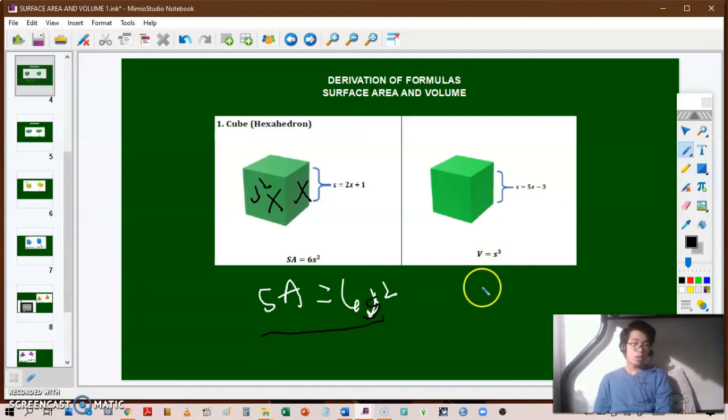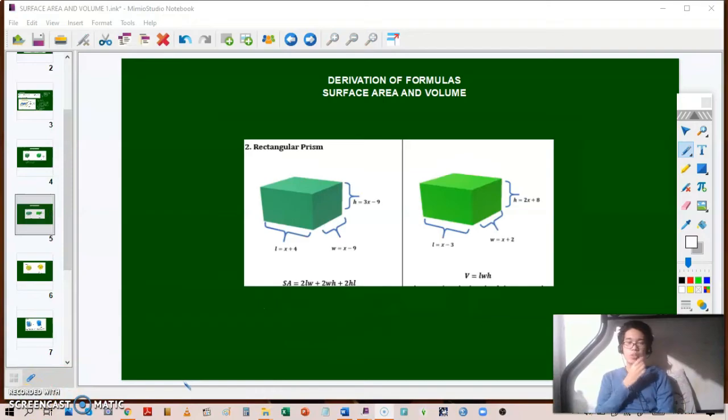V is equal to s cubed because, let's say we're given a side measurement, let's say it's 5. If it's 5, then you multiply 5 three times to itself to get the volume, because the side measurements are the same on all sides of the cube. Therefore, that's how we got the formula V is equal to s cubed. The same goes with the rectangular prism.